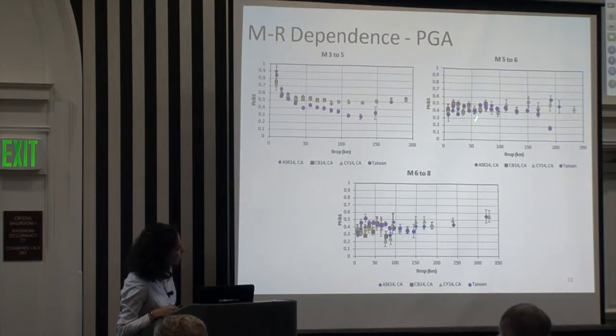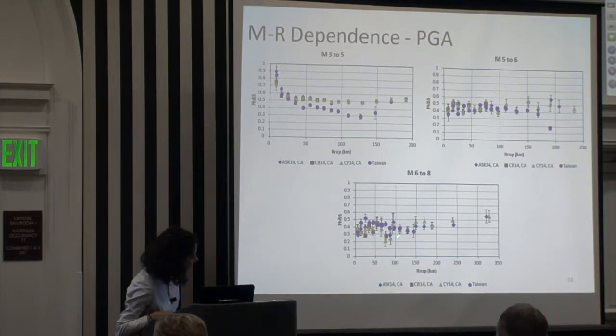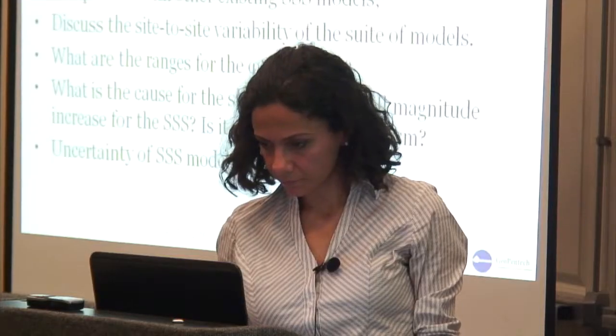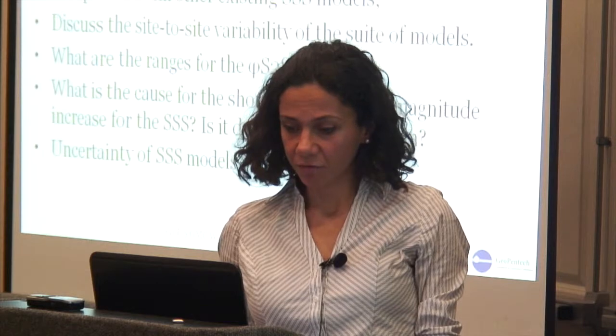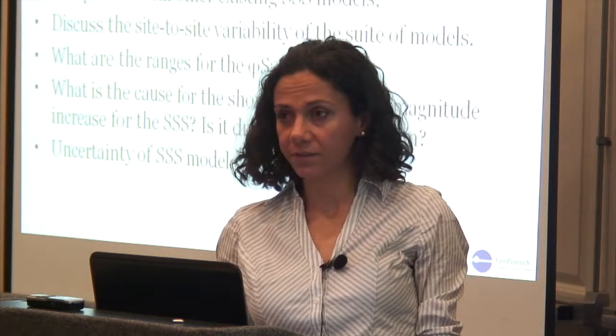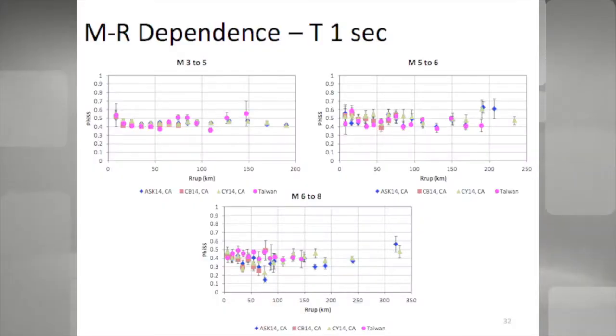For magnitude 5 and 6, NGA-West2 models show similar VSS trends, same thing as Taiwan, and magnitude 6 to 8, kind of similar trend. This is period of 1 second. Now Taiwan agrees very well with the California data.